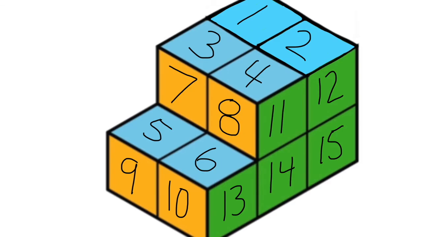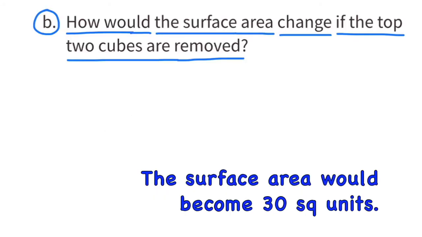But what we can't see is the bottom, the back, and the left side, and those would also total 15. So adding them all up, we would have a total of 30. So after removing the top two cubes, the surface area would be reduced to 30 square units.